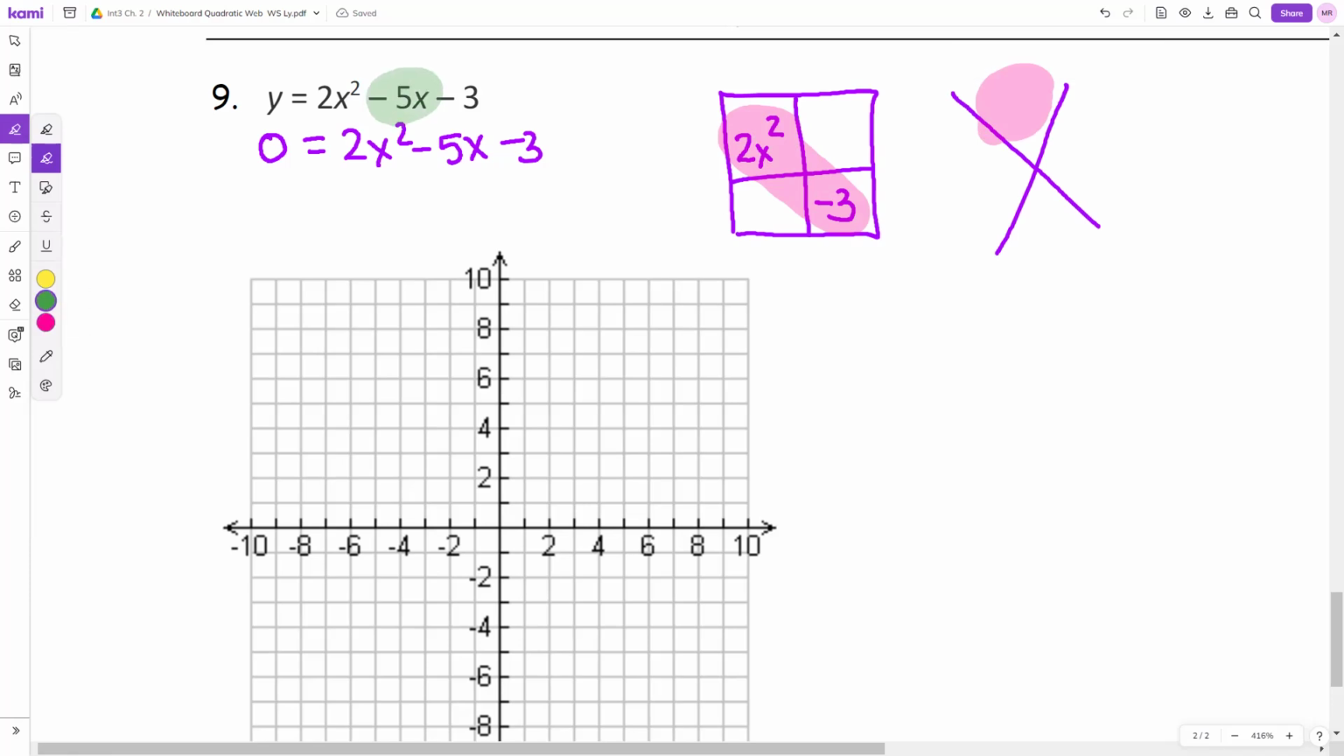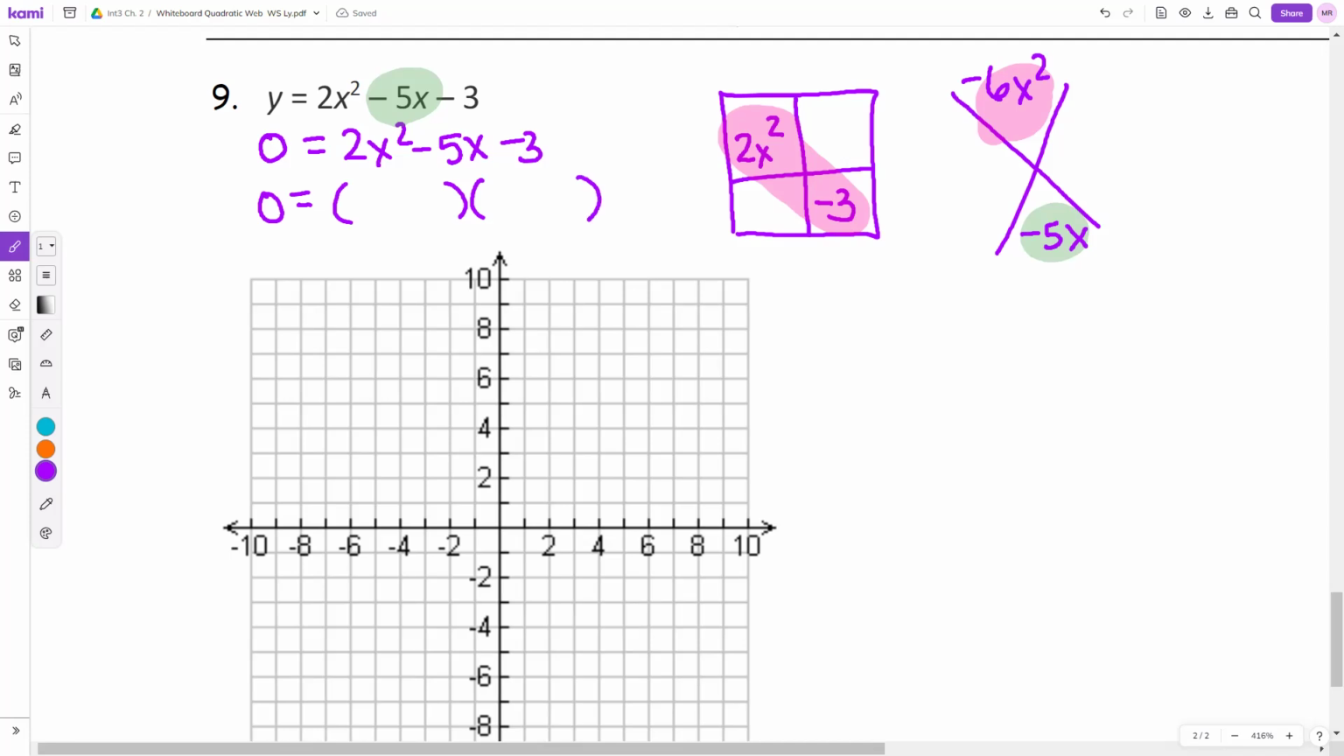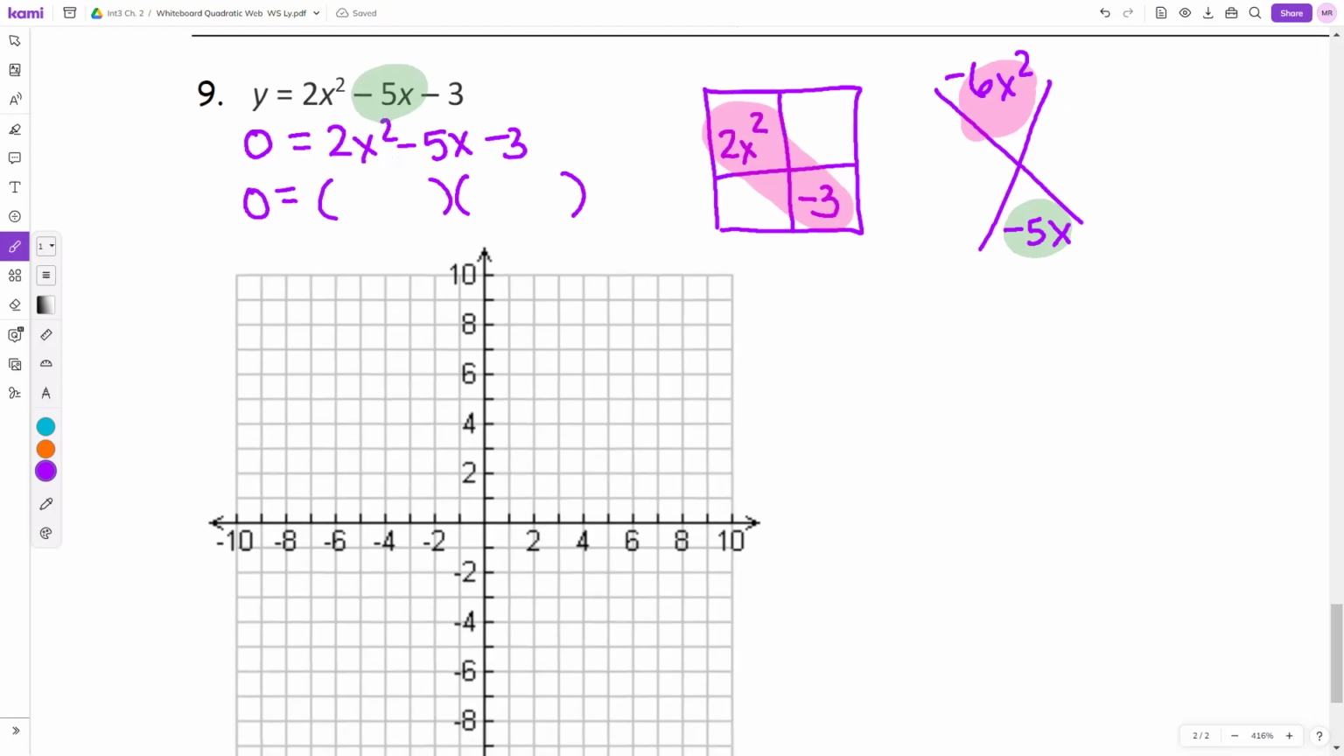But I need it to add to that number here. So 2x squared times negative 3 is a negative 6x squared. And we need it to add to this number here. So we need it to add to a negative 5x. So you want to try to figure out those and factor that problem. You're going to end up getting something times something from your factors. Take those factors, set them equal to 0, and find your x-intercepts.